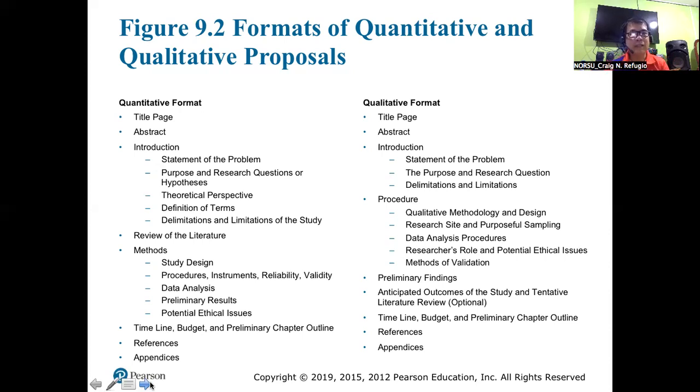So going back to the quantitative format, we have review of the related literature. Then they have methods. Under methods, we have study design, procedures, instruments, reliability, validity. Data analysis, preliminary results, potential ethical issues. Timeline, budget, and preliminary chapter outline, then references, and then appendices. So if you look at figure 9.2, there are similarities in terms of contents, and there are differences in terms of the content for both types of designs.